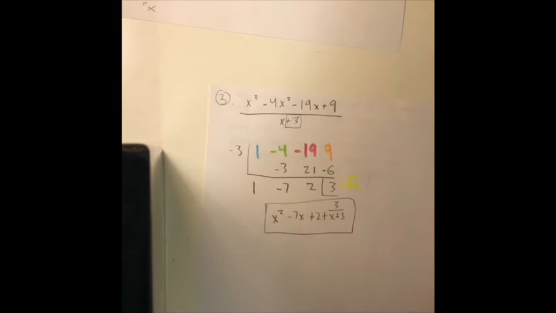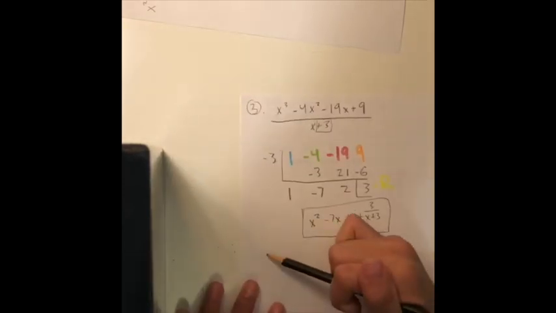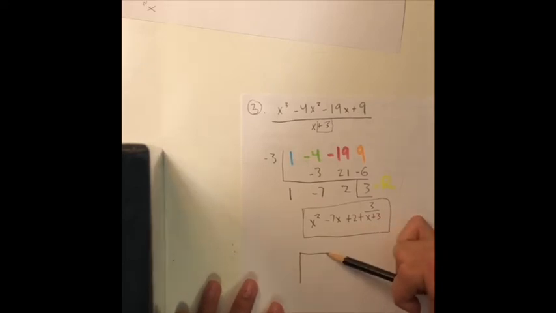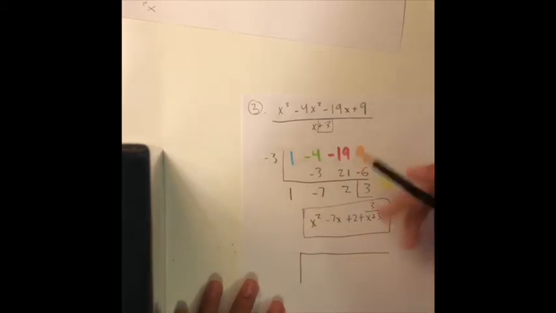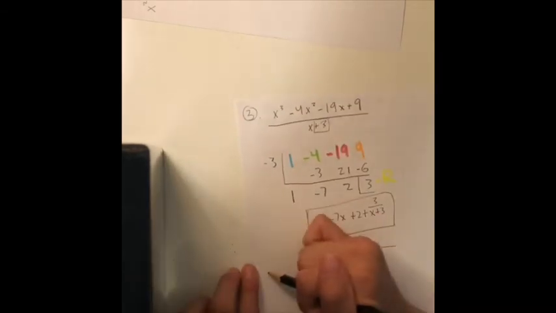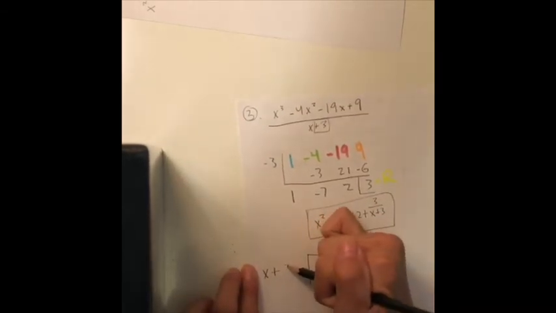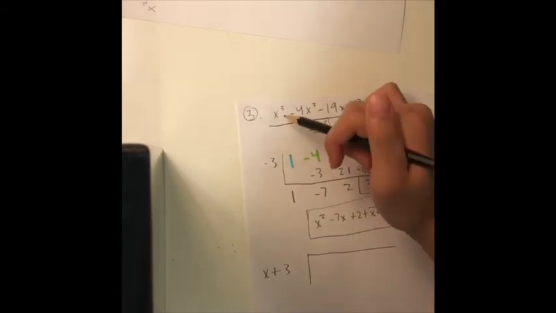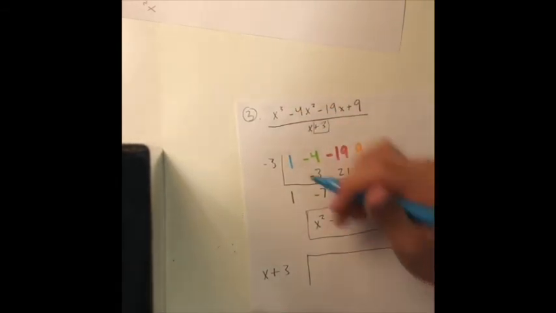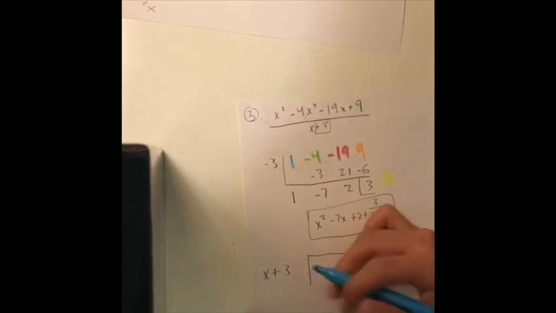Okay, now we're going to do the same problem, but using long division instead. So first, let's make our house, of course. And now we're going to put the denominator outside of the house, x plus 3. So now we're going to write the numerator inside of the house, so x cubed.